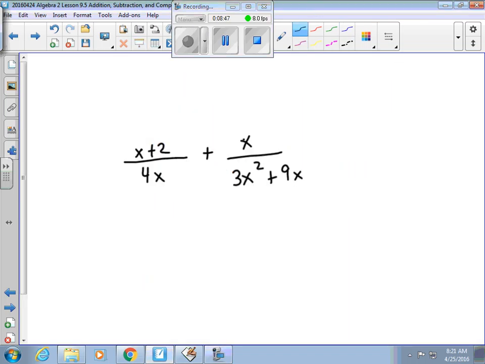So here it is right here: x plus 2 over 4x plus x over 3x squared plus 9x. That's your original problem. We said a minute ago that the least common denominator is going to be 12x times x plus 3. And anytime you have a least common denominator like that, we're going to multiply both fractions in this case by whatever that least common denominator is, 12x times x plus 3. And then we're going to cancel out anything that's the same at the top and the bottom.